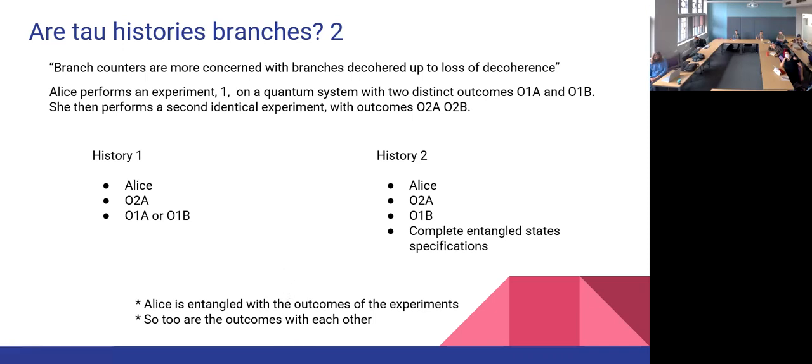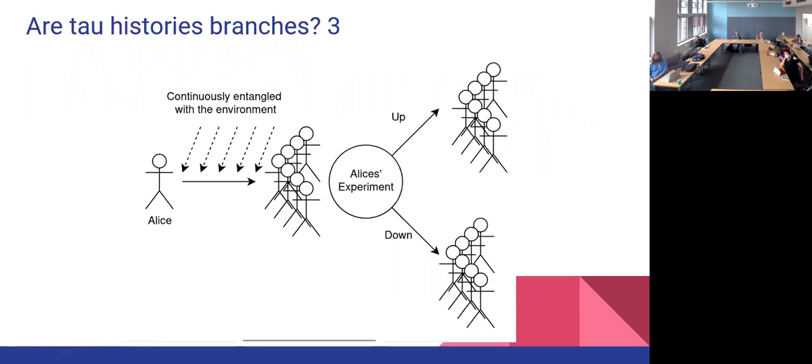So it seems at this point that as there's no constraint on the number of Alices in a tau history, and history 1 could be a fine tau history, then it doesn't seem like they are branches in the traditional sense. So what we've got here is a more realistic example.